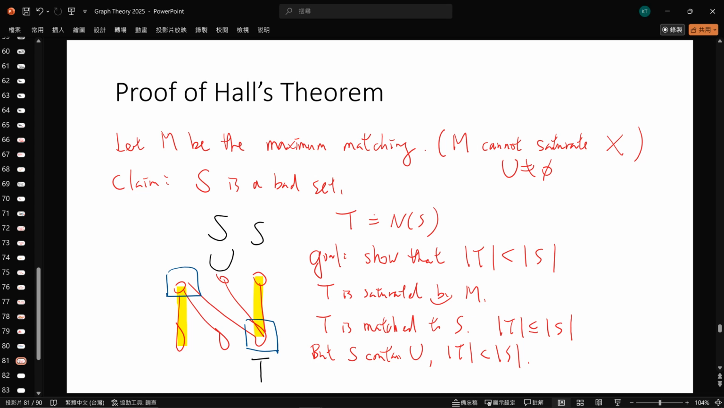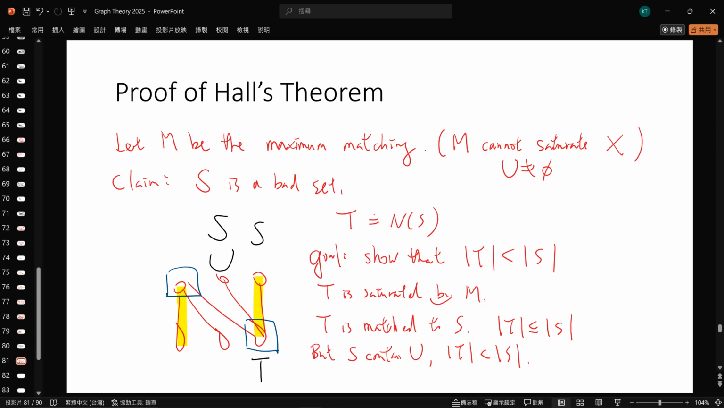So see, we use this set S and T to prove multiple things. First of all, we use it to show that the algorithm is actually optimal, in the sense that whenever the algorithm cannot find an augmenting path, it uses S and T to build a vertex cover, which is the same size as the matching we have. And then we use S and T to prove Hall's theorem. In this case, S is the bad set.